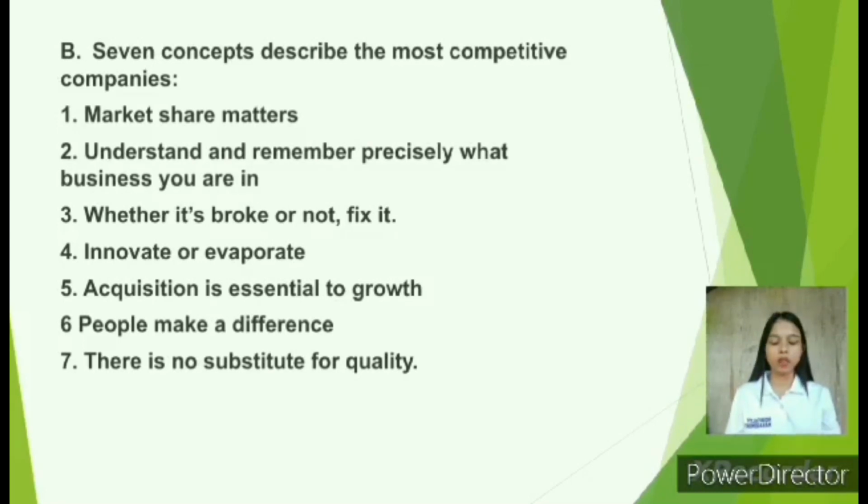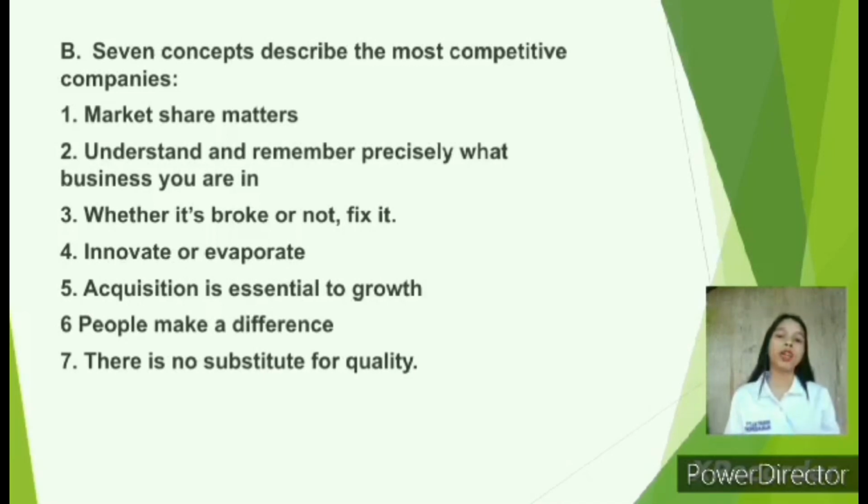Of course. If we do business, we need to understand and remember what business we are going to enter. And number 3 is whether it's broke or not, fix it. So in a company, we have to observe the equipment or other things to fix it even if it's not broke yet, so that it doesn't cause a lot of damage.